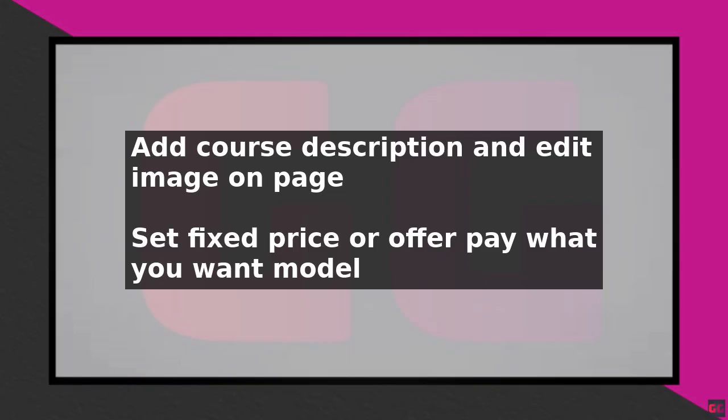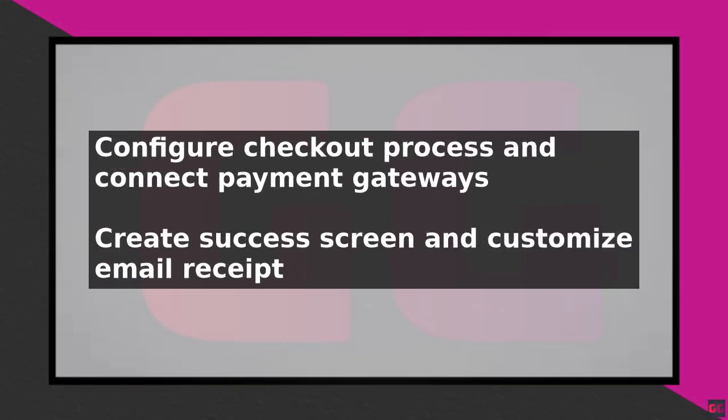After setting up the course, you'll need to configure the checkout process, which can be customized to collect specific information from customers, such as their name and email address. You can also connect your payment gateways, like PayPal or Stripe, to accept credit card payments or other forms of payment. Once the checkout process is set up, you can create a success screen that displays a thank you message to customers after they've completed their purchase.